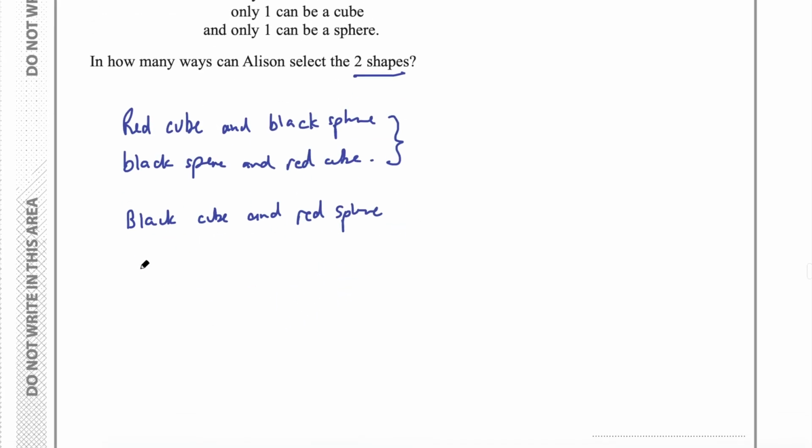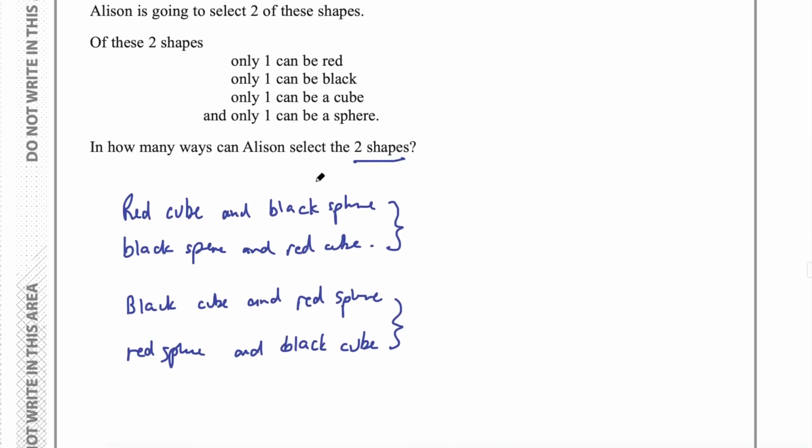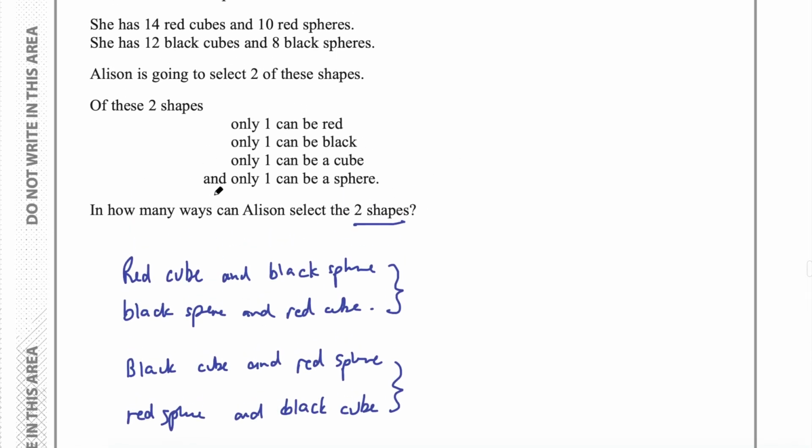And also here we could have a red sphere and a black cube second. And again, Alison is going to consider those 2 things the same outcome. So really there's only 2 outcomes here. We could get a red cube and a black sphere in either order, or a black cube and a red sphere in either order.